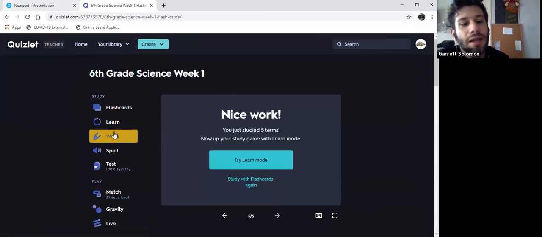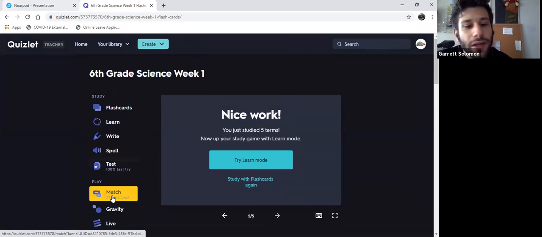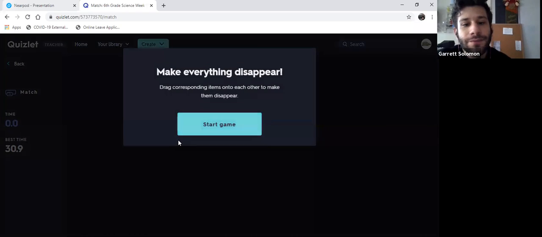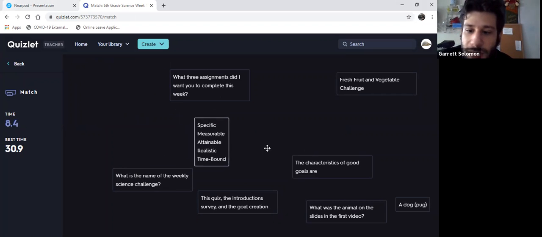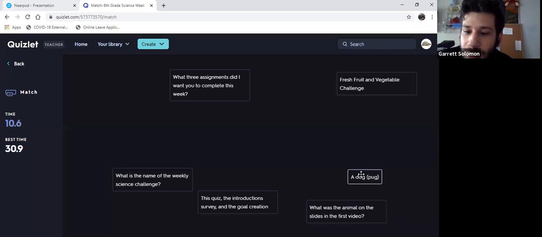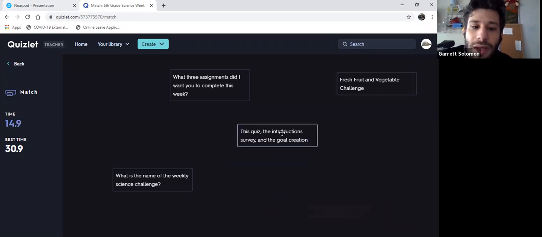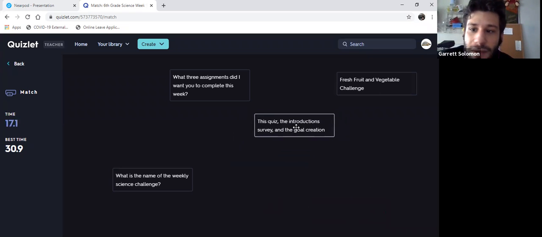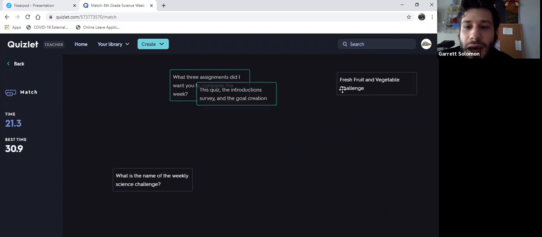So the more you play with it, the more different ways of asking you the question it will give you. If you are getting bored with that, then you can do any of these ones here. Another one that I really like is this. This one's like a game. It's called Match. The way that it works is you match the term and the definition up together, right? So smart, measurable, attainable, these are the characteristics of a good goal. The animal in the first video was a dog. So you're putting the right answer on top of the question, the quiz, the introduction. So those were the 3 assignments.